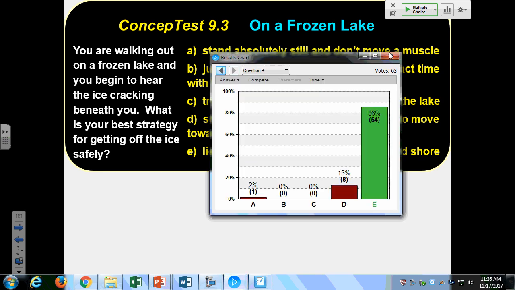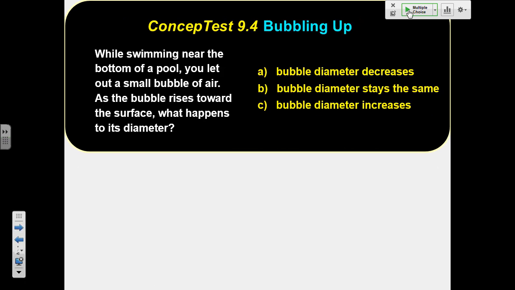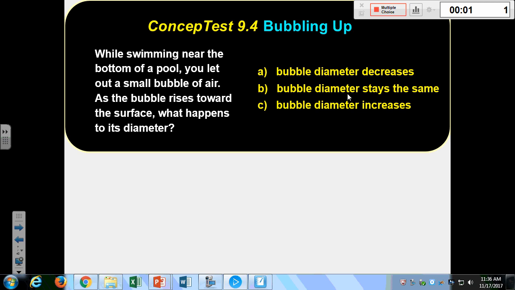Okay, good. E is right. You want to lie down flat. That's useful information to know, like if you're ever out in the bayou and it's frozen over and you find yourself in the middle of it.